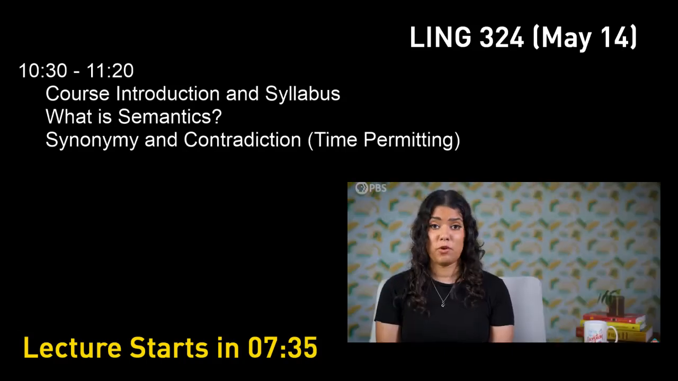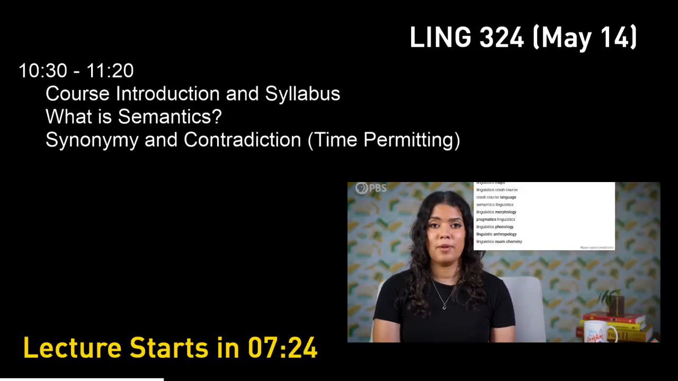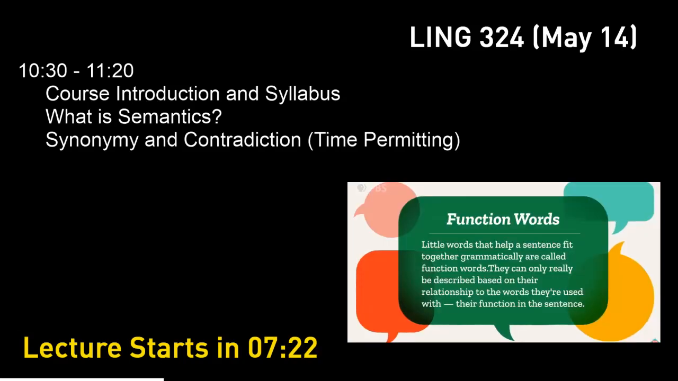But not every word has a prototype. Take words like the, of, is, or, if, and every. It doesn't make much sense to ask what a the looks like, or try to think of the most prototypical example of an of. These little words that help a sentence fit together grammatically are called function words. They can only really be described based on their relationship to the words they're used with, their function in the sentence.